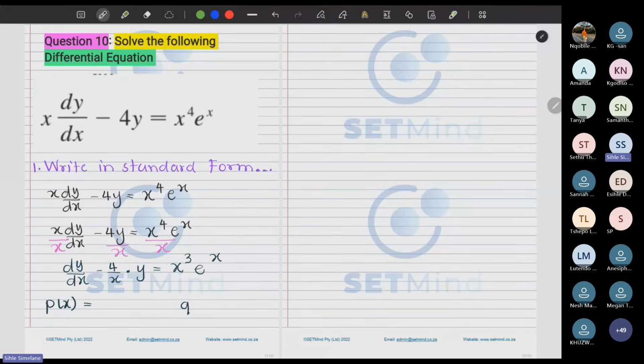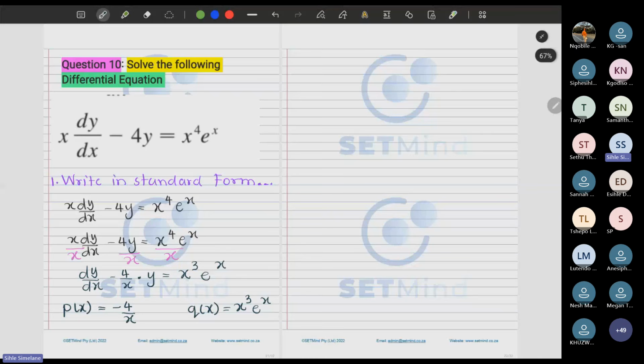And what is my q of x? Anyone? You keep quiet for long, you will fall asleep. What is p of x here? Negative 4 over x. Negative 4 over x. And what is q of x? Where's one of the ladies here? Take it for the team. X cubed times e to the exponent of x. Yep, x cubed e to the power of x.